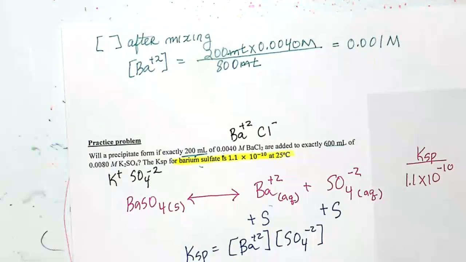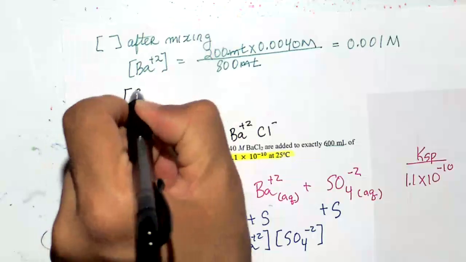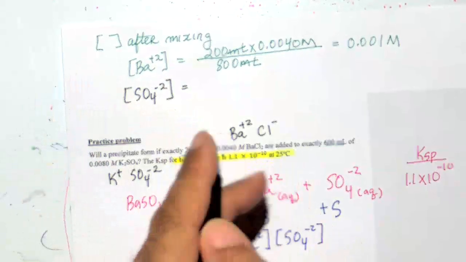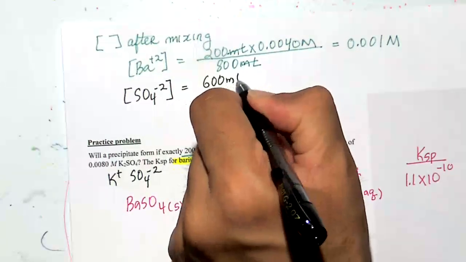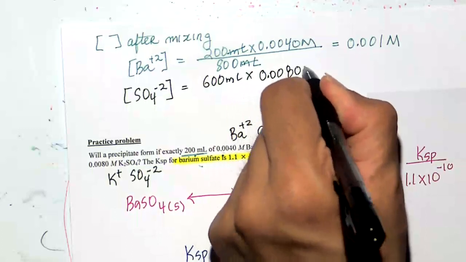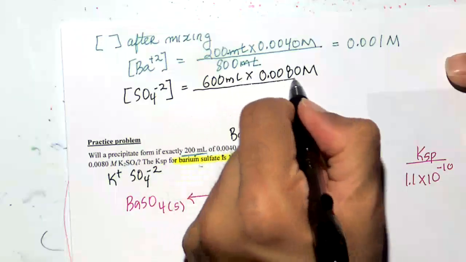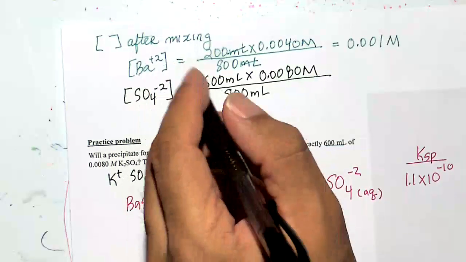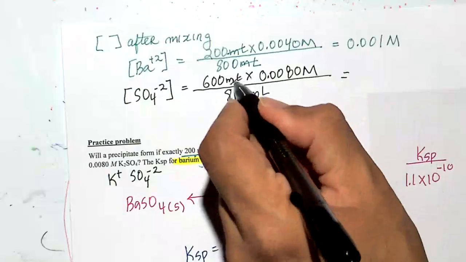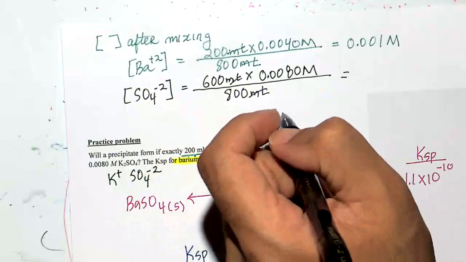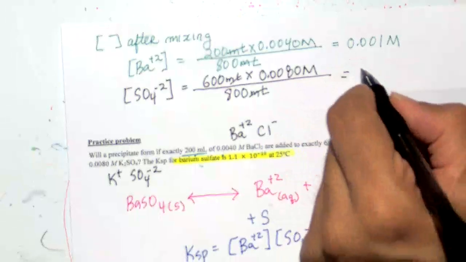All right, let's do the same thing for sulfate, SO4 minus 2. Here we have 600 mLs times 0.0080 M. Total volume 800, correct, Bailey? Yes. Okay, the mLs cancel. 600 times 0.008 divided by 800, I am getting 0.006 M.